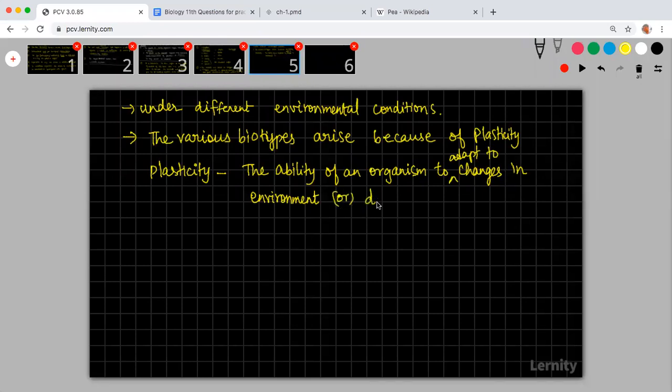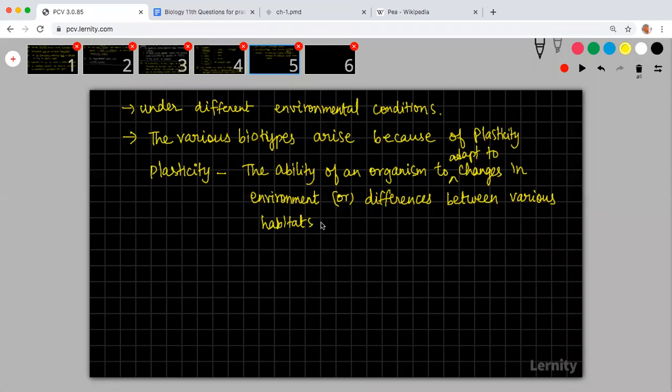or differences between various habitats. So what is plasticity? Let us say that I am talking about coriander. Coriander under one condition will have leaves in one way. Coriander in a different condition will have leaves in a different way. Under winter conditions, it will be in one way. Summer conditions, it will be in another way. It is able to adapt according to the environmental change. So that ability is what we call plasticity.